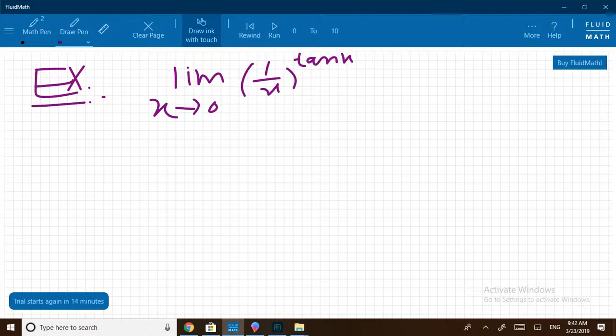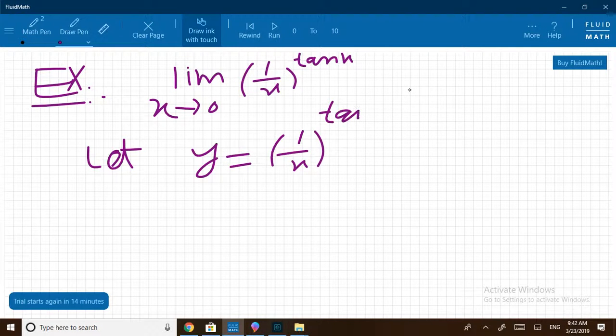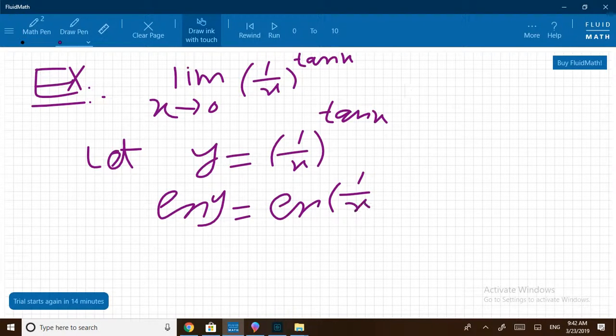Let y is equal to (1 over x) raised to the power 10x, and take the natural log on both sides, which is equal to natural log of (1 by x) raised to the power 10x.